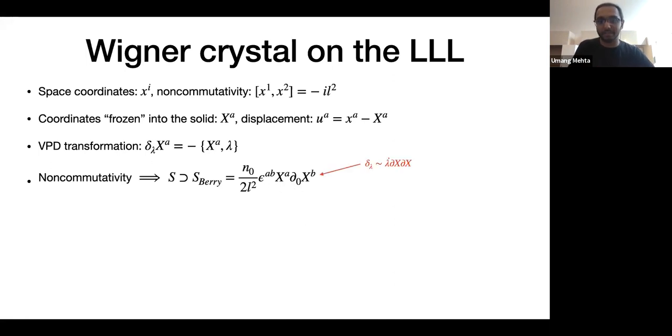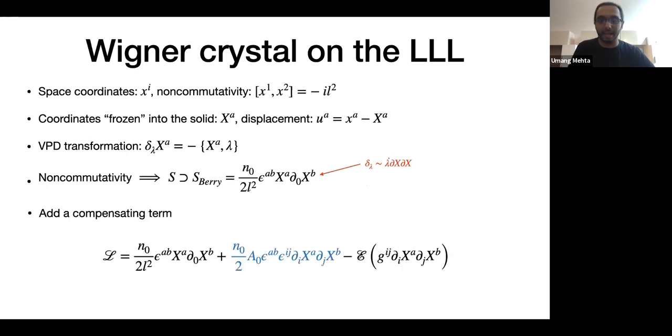Now, this term is not invariant under volume preserving diffeomorphisms. It transforms as lambda dot times dX dX with indices suppressed, which allows us to add a compensating term, which looks very similar to the term that we had before, with just the derivative on A0 instead moved over to the right. So this is also a sort of dipole coupling where the electric field couples to some sort of dipole moment and results in similar constraints on the mobility.